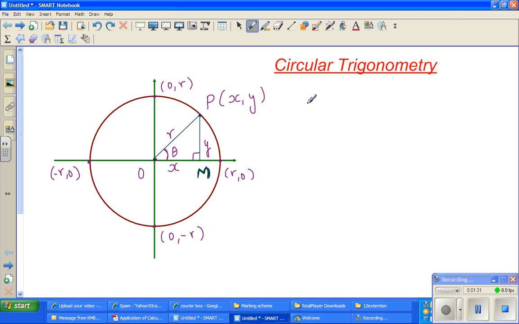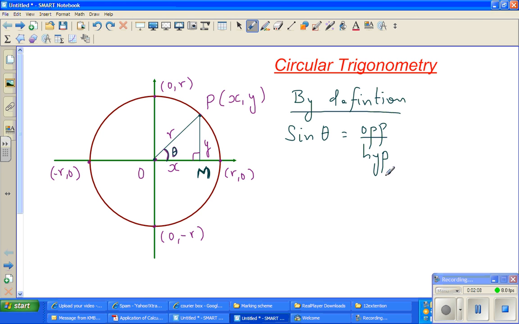Let me start. So by definition, this is the angle theta. You know this is your opposite, and this is your adjacent. Instead of opposite, I'm going to write y, and in place of adjacent, I'm going to write x. And this is your hypotenuse. So let us start with triangular trig. Sine theta is opposite over hypotenuse. That's what you learned. Now the opposite is y and the hypotenuse is r.